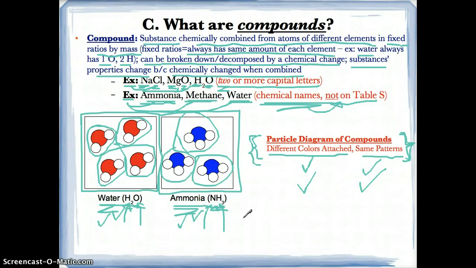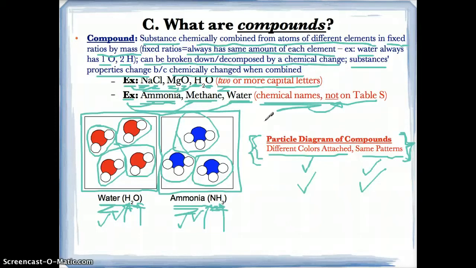All right? So water and ammonia are both compounds because their chemical names are not listed in Table S, and they're both compounds also in terms of their symbols because each of their symbols has two or more capital letters. All right, so just to review the slide really quickly, compounds are substances that are chemically combined from atoms of different elements in fixed ratios by mass. What I mean by that is compounds form from atoms of different elements chemically joining together, and they're combined in fixed ratios by mass.